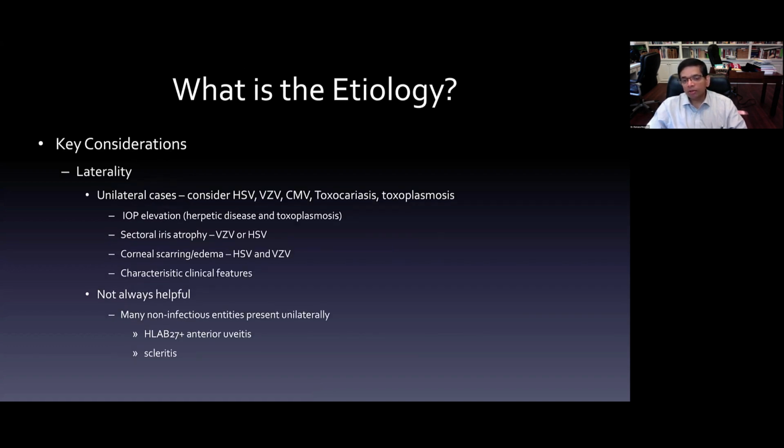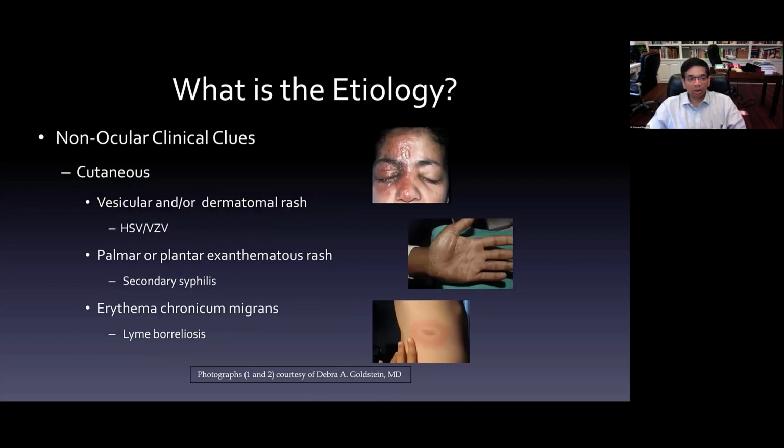The laterality of the inflammation can be helpful. Unilateral cases with high intraocular pressure suggest herpetic disease or toxoplasmosis. Sectoral iris atrophy unilaterally may suggest the presence of herpetic disease, as does corneal scarring unilaterally. But it's not always helpful, because many seronegative spondyloarthropathies like HLA-B27 positive anterior uveitis are often unilateral at presentation. Scleritis may be unilateral at presentation as well.